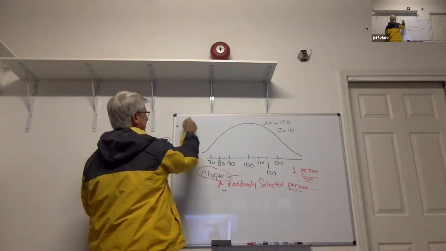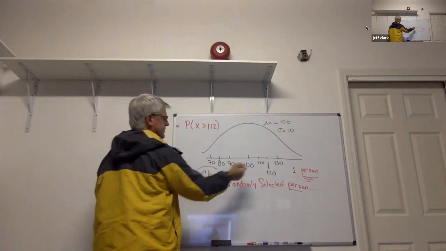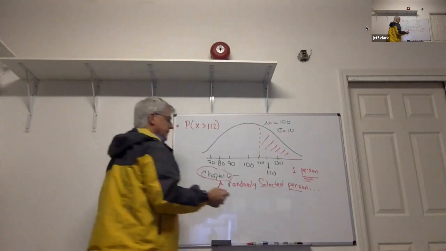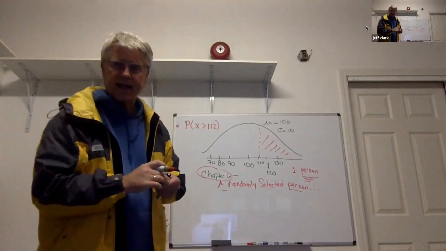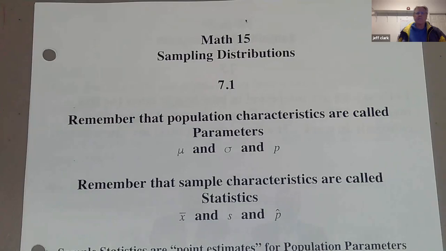Let's say you want to find the probability that X is greater than 112. Then you would have said 112 is about right here, greater than, shade, and that area is found by normal CDF, and it looks like it's going to be less than 50%. So that's all old stuff. But keep in mind this concept of a randomly selected person. But before we get there, I want to take a look at this first page.